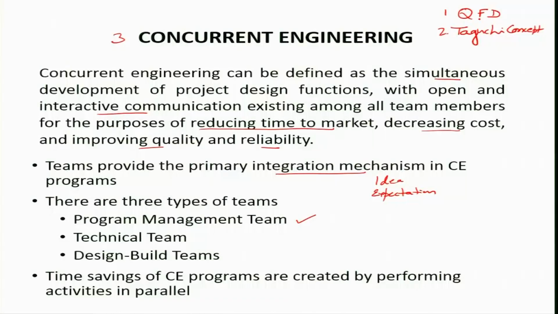Third is the design build team. They will also look after this, along with considering the technical aspects given by the technical team. They will put the aesthetic aspects, form aspects, marketing aspects into the product. So they are giving the final shape to the product. They will also be responsible for manufacturing of this product so that it meets the customer requirement and is as per the design given by the technical team and also the requirements given by the marketing people. So like this, three types of teams work together in this design process.